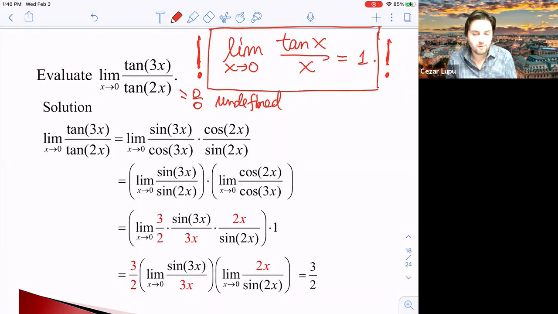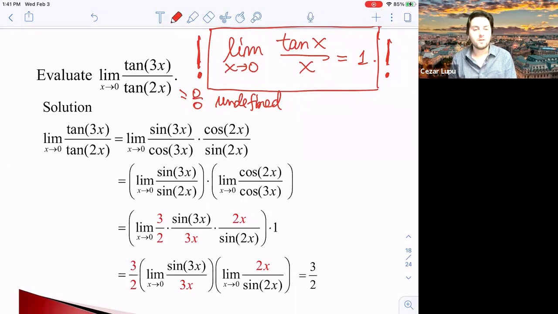I see a question here. Will everything start out as 0 over 0? Well, no, not everything. So far you have seen only examples of 0 over 0. You will also see other examples of infinity times 0, or infinity over infinity, or 1 to the power infinity. Those are undefined as well, but there will be other methods to deal with those, and we'll see that later on.